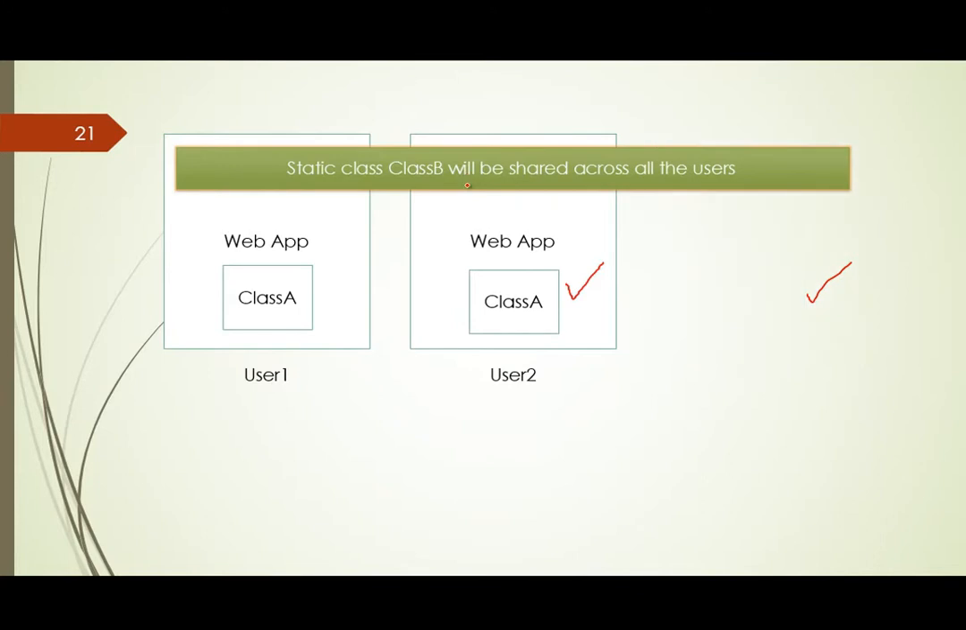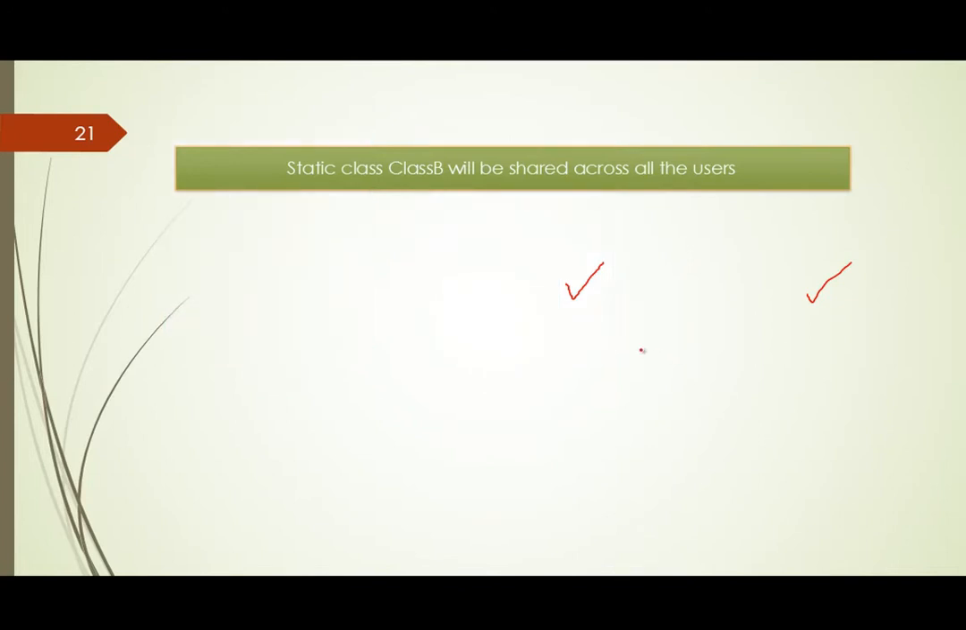Let's say user 2 is gone, so class A for user 3 is gone, and so on. At last, when you have no users, or when you practically close your application, your static members will go. That's it.